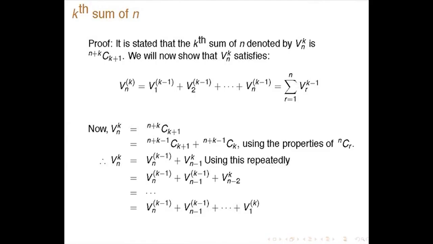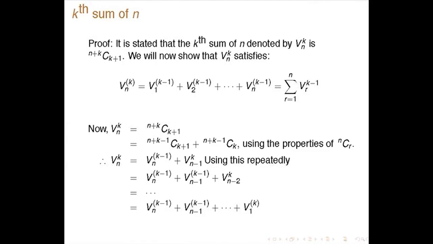So now V(n,k) is (n+k) C (k+1). Using the properties of this nCr, you get (n+k-1) C (k+1) plus (n+k-1) C k. So V(n,k) is equal to V(n,k-1) plus V(n-1,k). Using this repeatedly, this again we write as V(n-1,k-1) plus V(n-2,k), etc. Finally, you get V(n,k) up to V(n,k-1), etc.